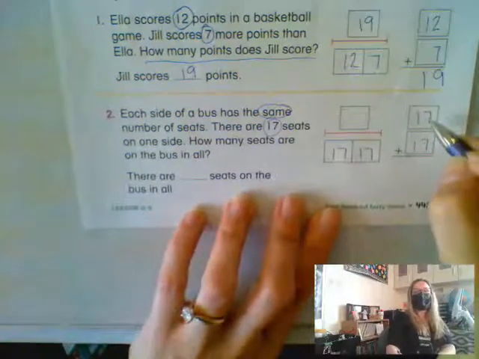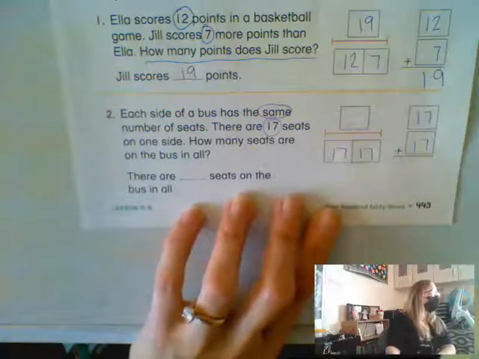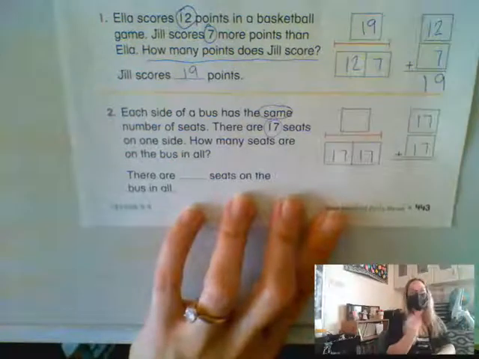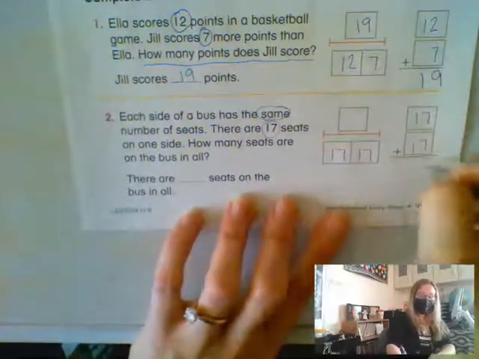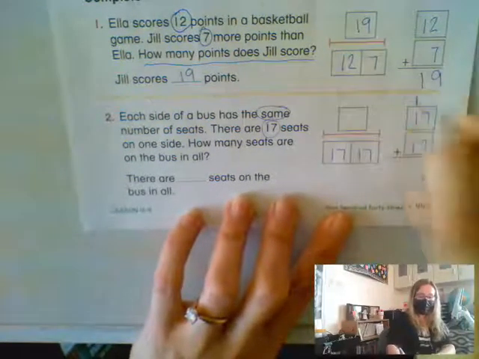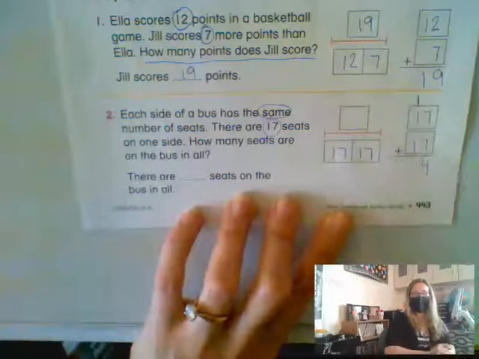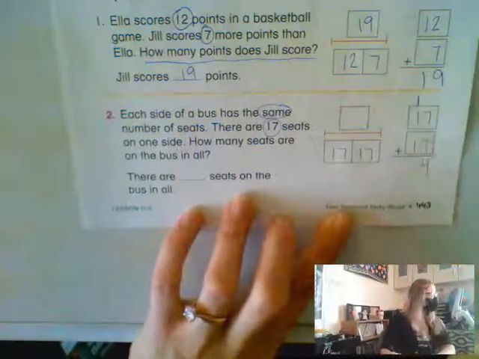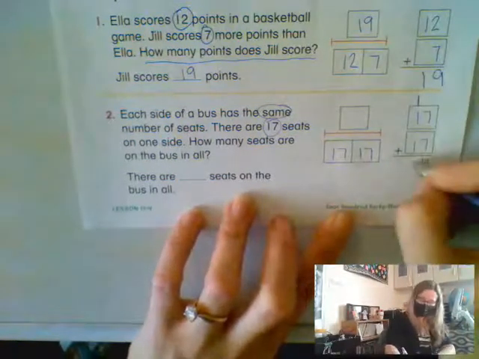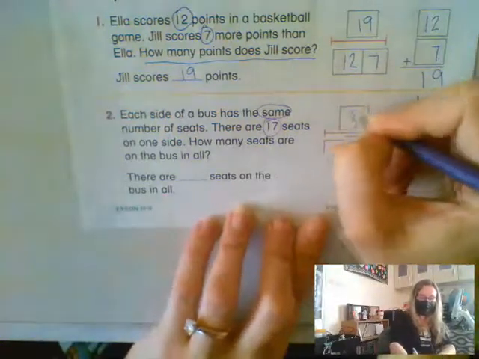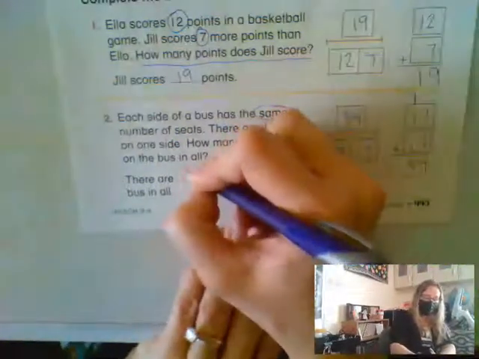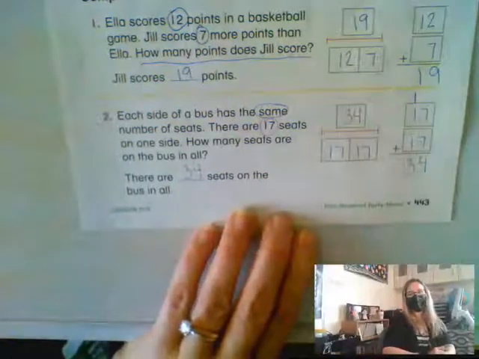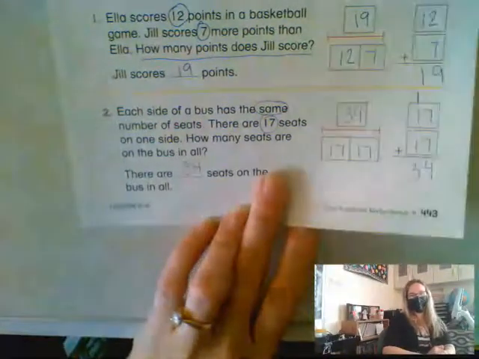So Amelia, what is 7 plus 7? 14. This girl knows her doubles. I can't fit 14 in the ones, so I'll carry up my 10, 1 10, and 4 ones. And now, Amelia, what is 1 plus 1 plus 1? 3. So 17 and 17 is 34. There are 34 seats on the bus in all. Turn the page.